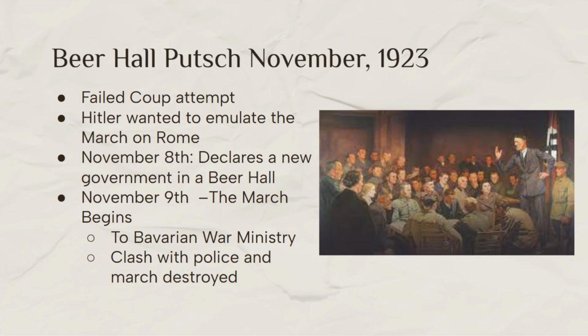Hitler is actually going to be a big fan of Benito Mussolini over in Italy. He's been watching what Mussolini's been doing, and he really agrees that that's the way to go with the movement he wants for the Nazi Party. So he tries his own march on Rome, and he declares a new government in a beer hall in Munich, and it doesn't go well. He clashes with police, the march is destroyed, and this is what ends with him in prison for attempting this coup on the government.